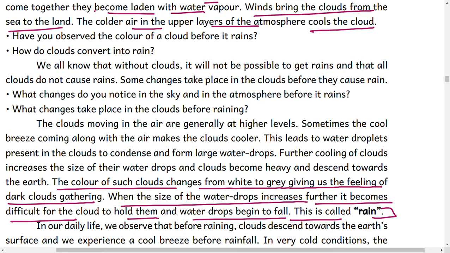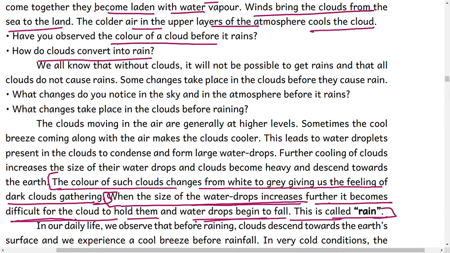How do clouds convert into rain? Have you observed the color of the cloud before it rains? For this question, the answer is that the color of the clouds changes from white to grey, giving us the feeling of dark clouds gathering. And how do clouds convert into rain? When the size of the water drops increases further, it becomes difficult for the cloud to hold them. So the cloud loses the ability to hold the water droplets. Then the water droplets begin to fall. This is called rain. So these are the answers for these questions.